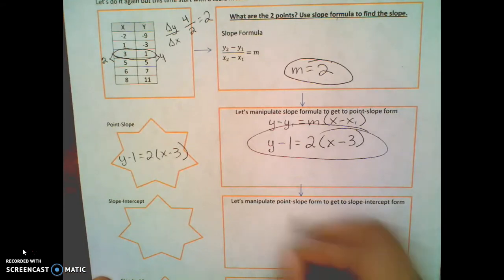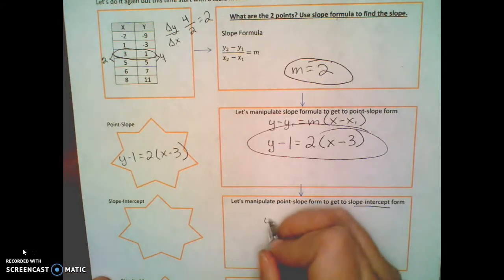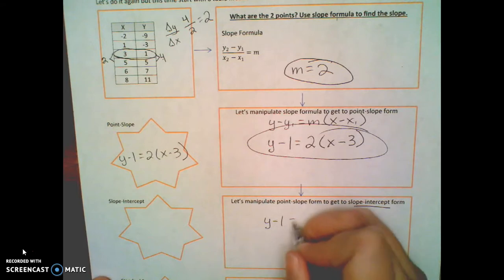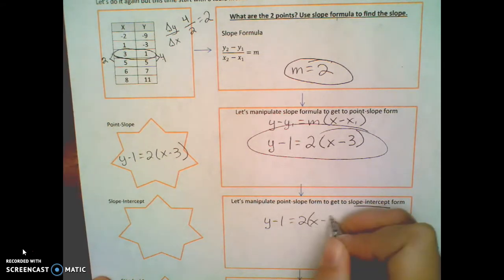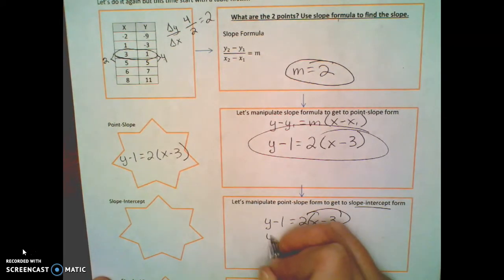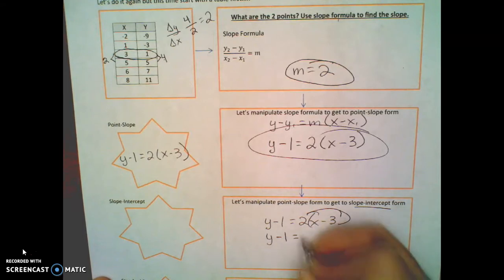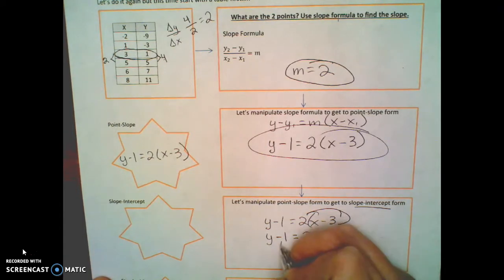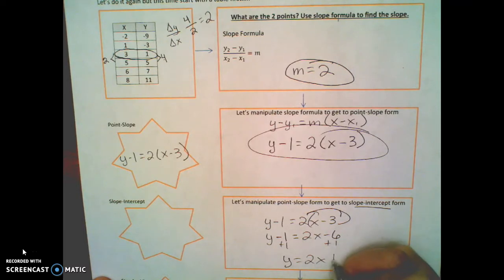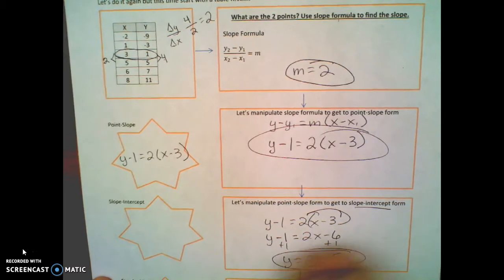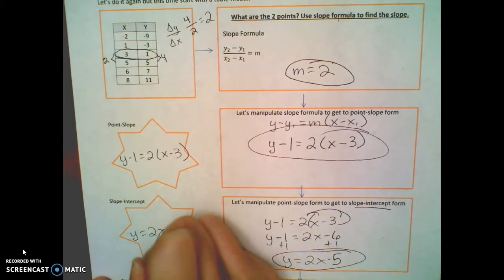And then for slope-intercept form, I just need to get the y on the one side by itself. So I'm going to distribute my 2, and I get y minus 1 equals 2x minus 6, and then I'm going to add 1 to both sides, so I get y equals 2x minus 5. So y equals 2x minus 5.